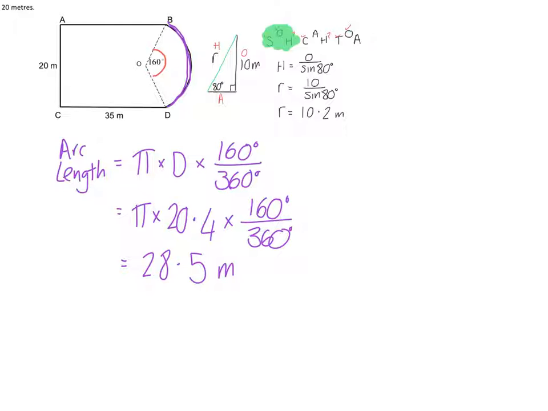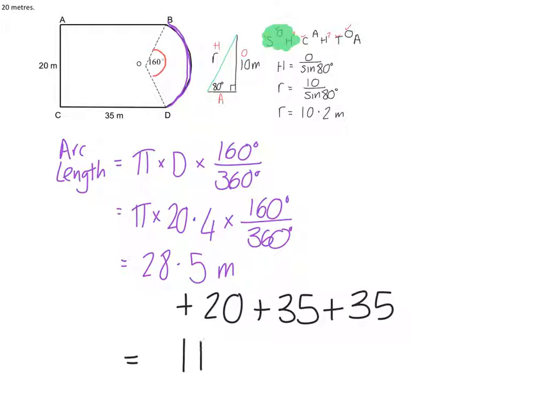So that means we're going to add 20 and then 35 and another 35. So if we work that out, that then gives us the perimeter of the whole garden, which is 118.5 metres. That's our final answer and the end of the question.